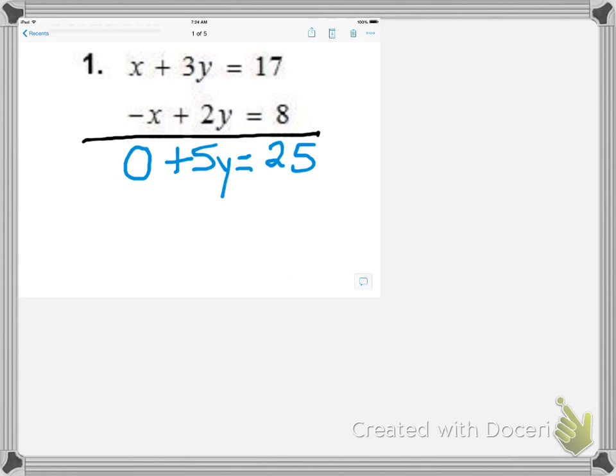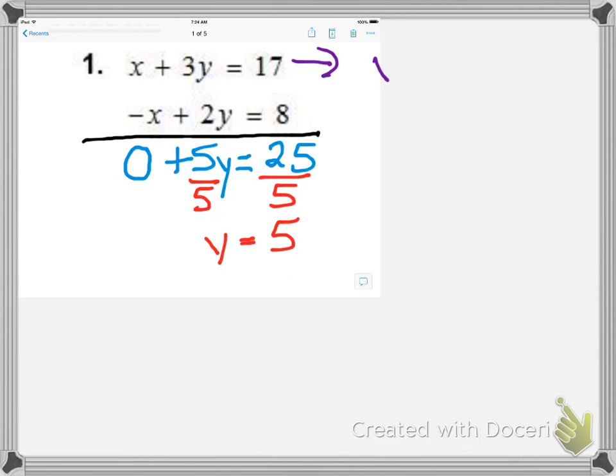So since I don't have any x's, then my first goal is to solve for y. So I'm going to divide both sides by 5, and y equals positive 5. Now that's part of the answer, because remember, solving a system of equations is finding the intersection, which is an ordered pair. So I'm going to take my value of y and solve it back into either one. I'm just going to go with the first one, and remember, you got to go to the original equations.